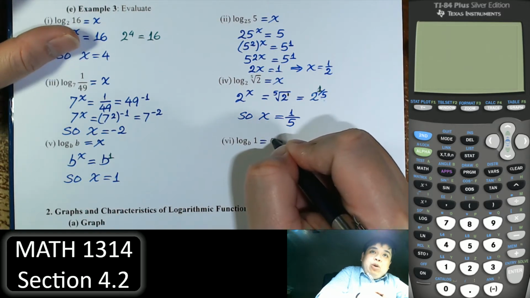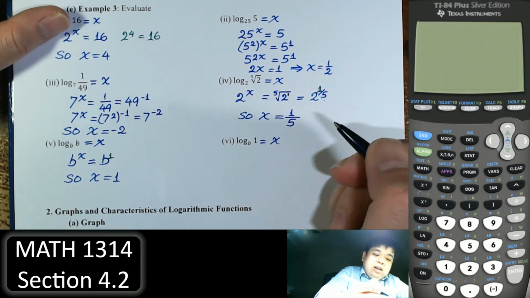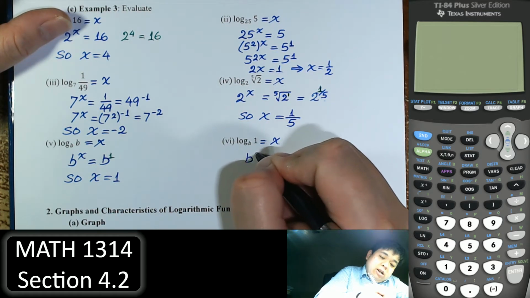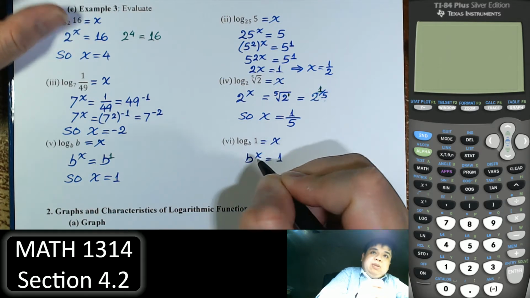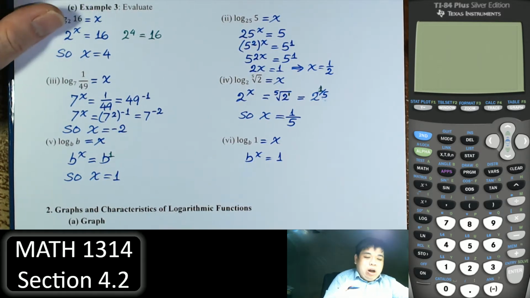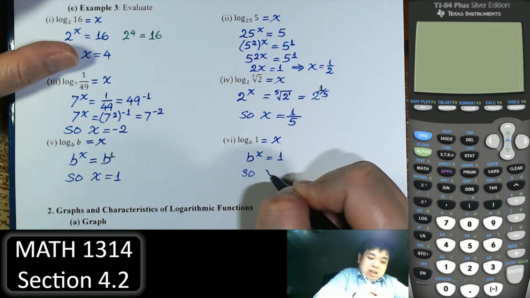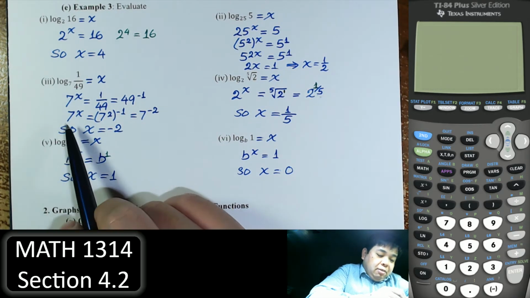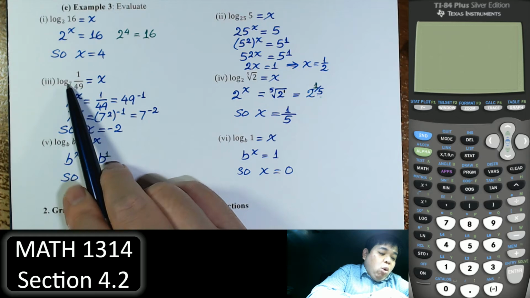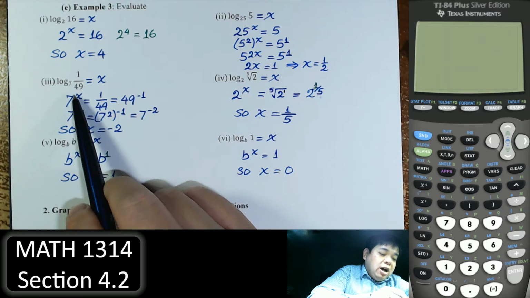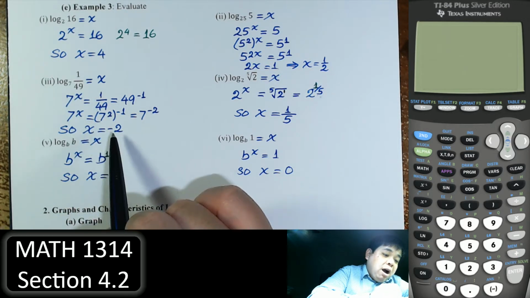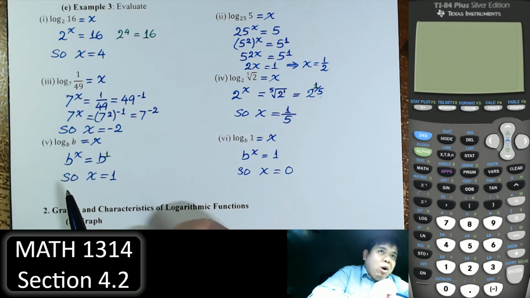Once again, if we don't know what it is, make it equal to x, and then we swap. So b to the x power is equal to 1. Now, everything to the 0 power is equal to 1. So in this case, x is equal to 0. Once again, let's look at this one, which reads as: 7 to what power is equal to 1/49? And the answer is -2. So we say 7 to the -2 power is equal to 1/49.